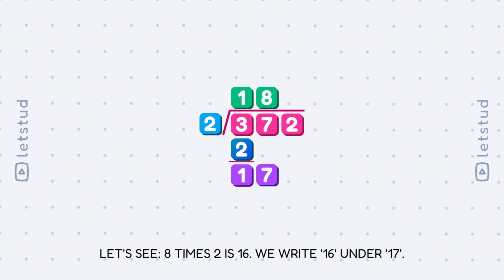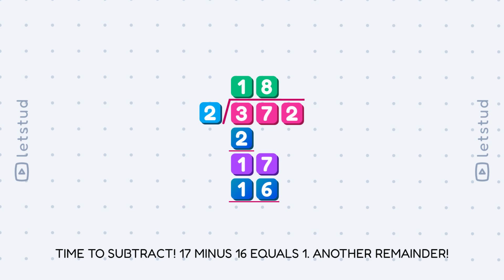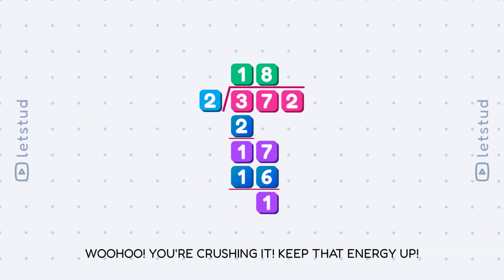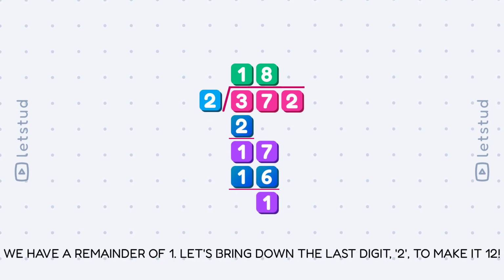Let's see, 8 times 2 is 16. We write 16 under 17. Time to subtract. 17 minus 16 equals 1, another remainder. Woohoo, you're crushing it, keep that energy up. We have a remainder of 1.